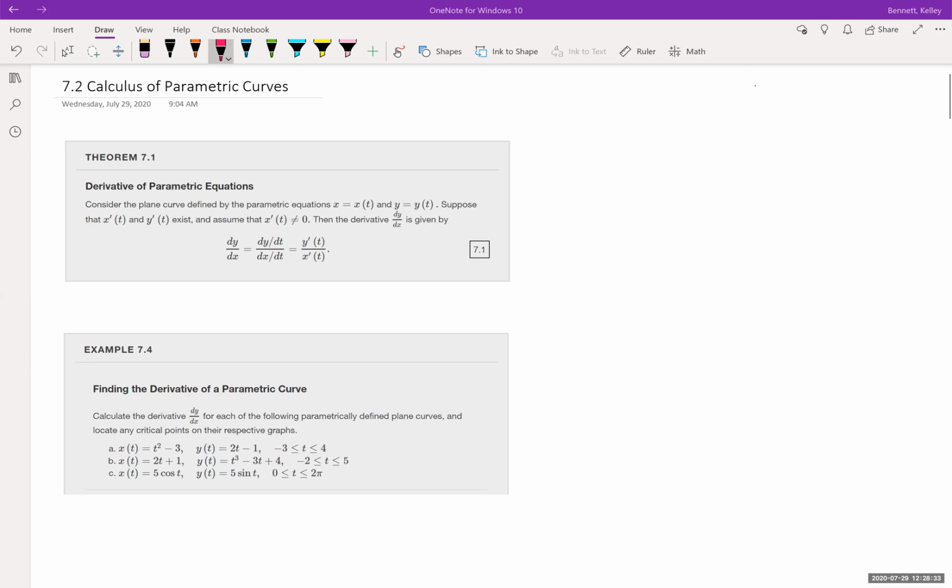So think back to calculus 1. One of the main topics there was just computing a derivative. We're going to do the same thing here, but we're going to do it on a parametric curve.